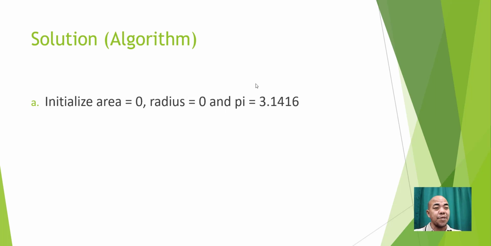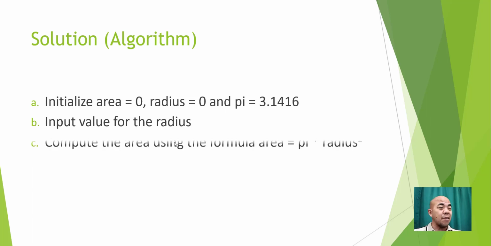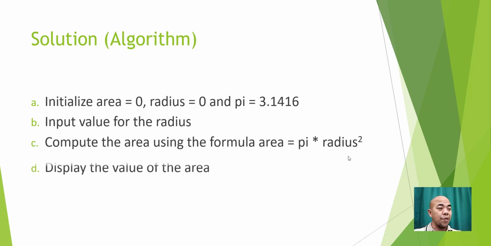to 3.1416. We don't know the area yet because we don't know the radius yet. We have no value for the radius. So that's why we have to input the value for the radius in order for us to compute the area. Then after that, compute the area using the formula: area is equal to pi times radius raised to the power of 2. Then after that, display the value of the area.